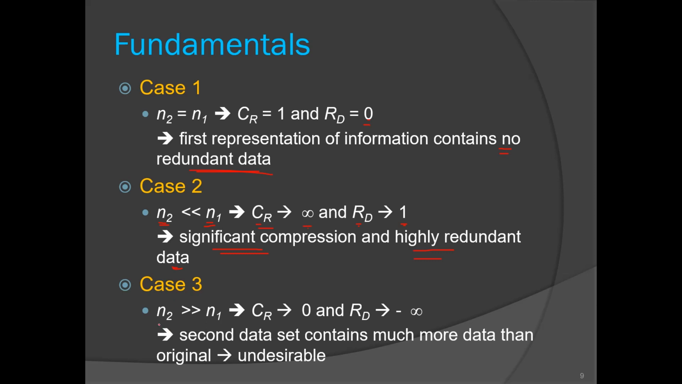And the third one, if n2 is much greater than n1, in that case CR tends to 0 and RD will be minus infinity, and it is an undesirable case. The second data contains much more data than the original, so it will be a reverse of the compression. Ideally we should get case 2, where n2 should be much less than n1.